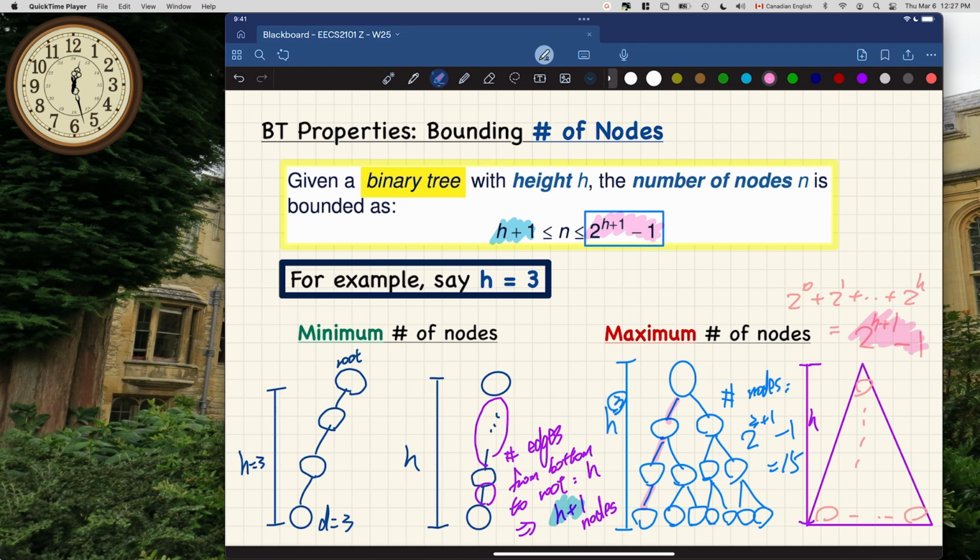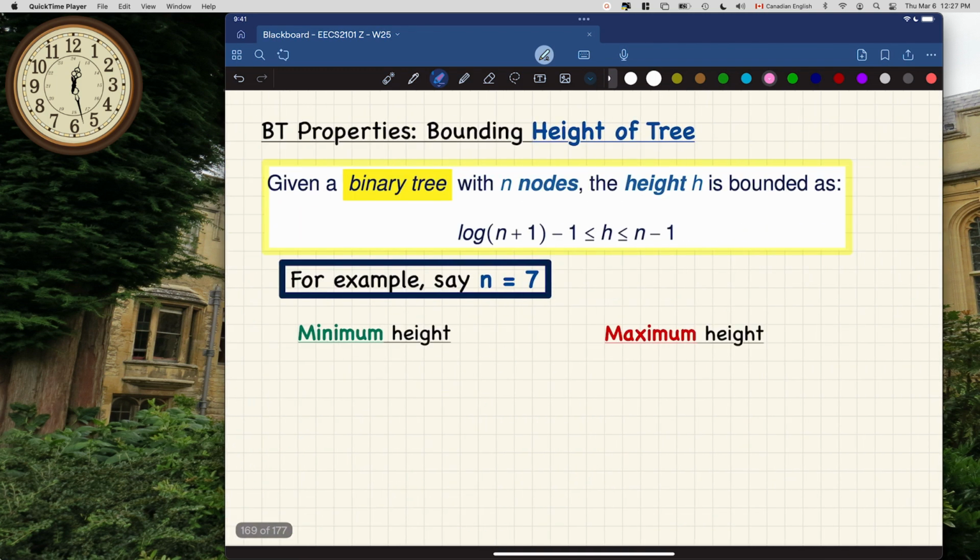Let's go the opposite way. Here we're saying given the heights, we want to see what's the minimum and maximum number of nodes. What about given the number of nodes? What's going to be the minimum and maximum heights? And this one is actually more fun, because somehow you will see log. You may have heard before, whenever you talk about binary tree, you talk about log n kind of thing. This is where the log comes from. That's something we got to see.